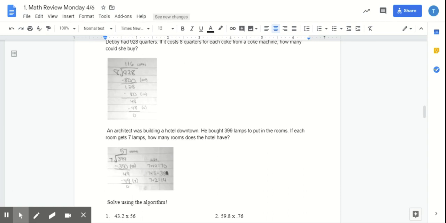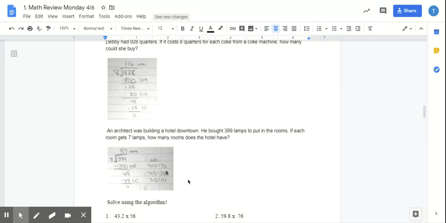All right. So I'm going to talk through the steps. It's kind of light on the page. So there are 399 lamps. I know that each room gets 7 lamps. So again, I'm doing division as well. So I do 399 divided by 7. Now, I did a strategy where I made a multiples list on the side. So I did 7 times 10 equals 70, 7 times 5 equals 35, 7 times 2 equals 14.